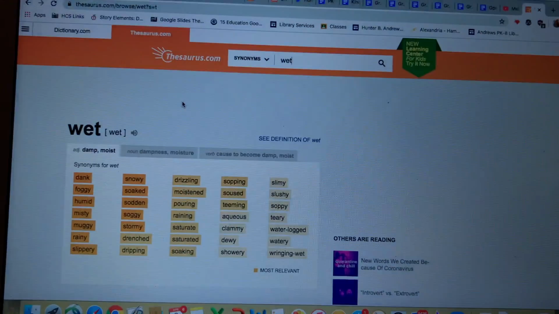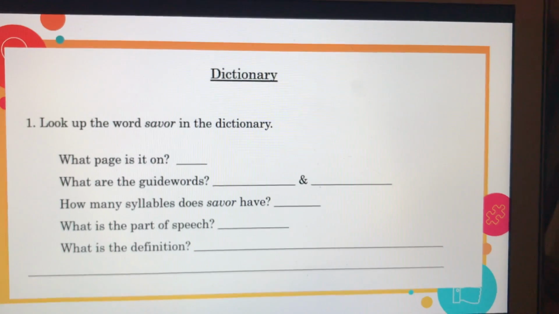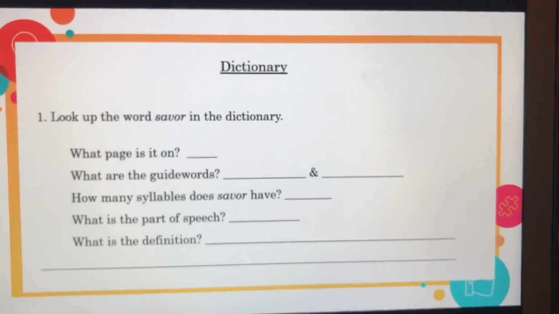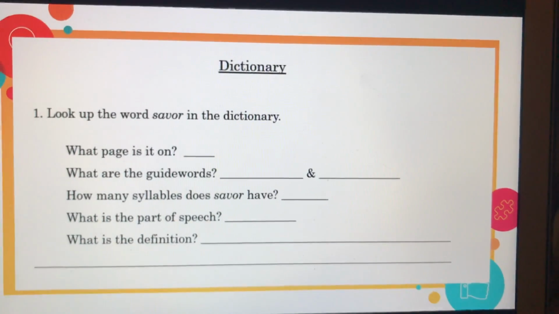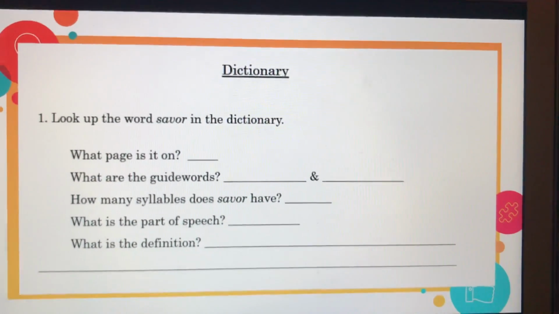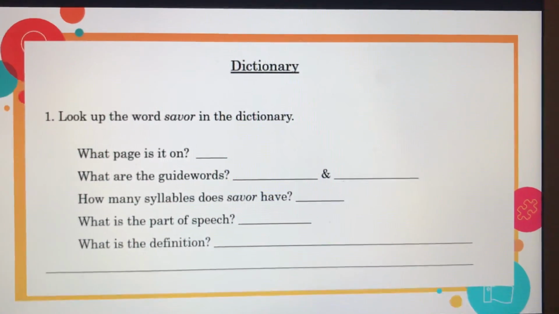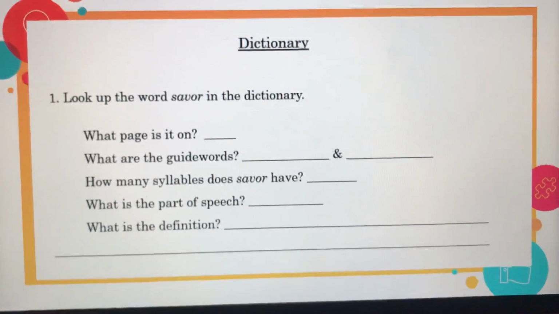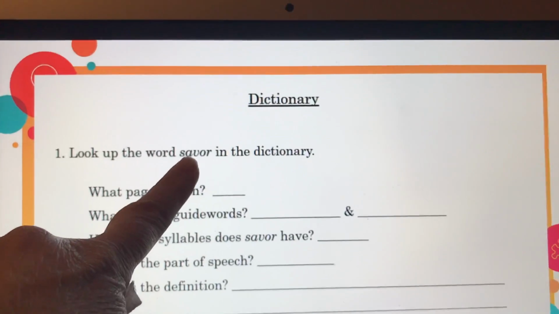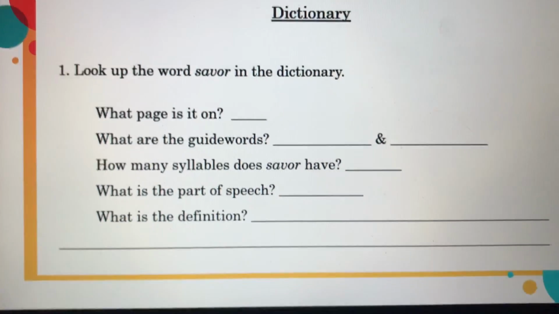Okay, good job, guys. All right, now that we have done some thesaurus practice, we are going to practice using a dictionary. If you can see on this slide, it says look up the word savor, S-A-V-O-R, in the dictionary. And here are some questions.